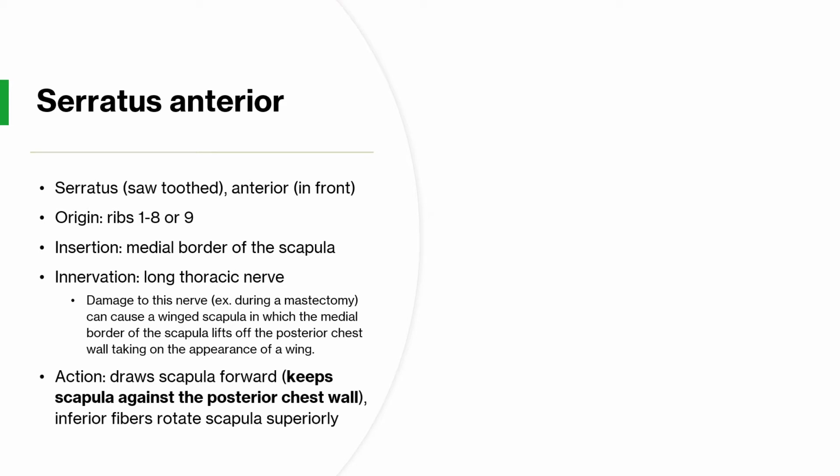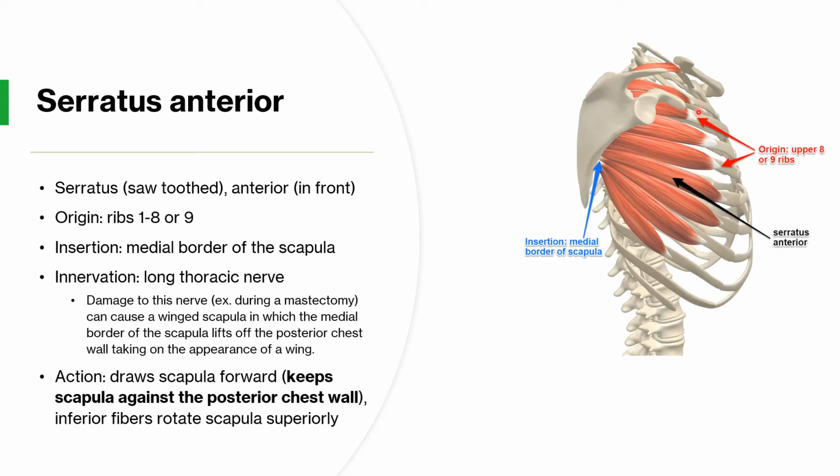Let's talk about the serratus anterior. Serratus means sawtooth. Anterior means in front. It's a sawtooth muscle that wraps around to the front of the body, as you can see here. It originates from the first 8 or 9 ribs, and it inserts on the medial border of the scapula. It is innervated by the long thoracic nerve.